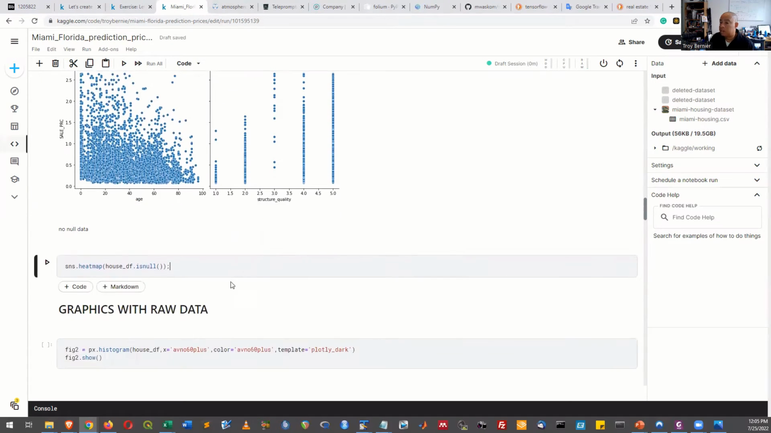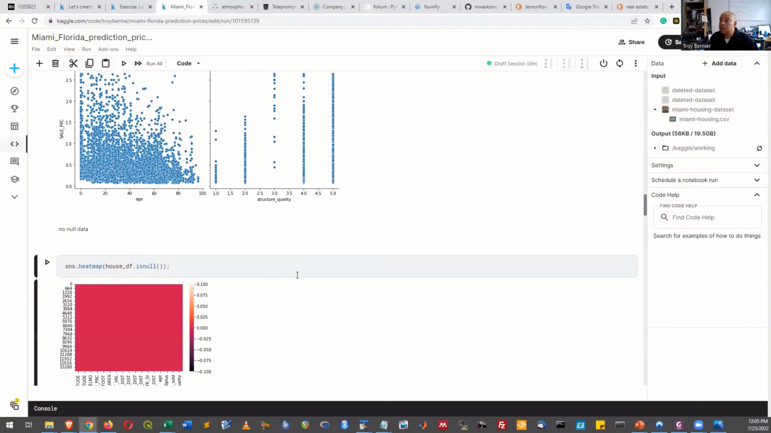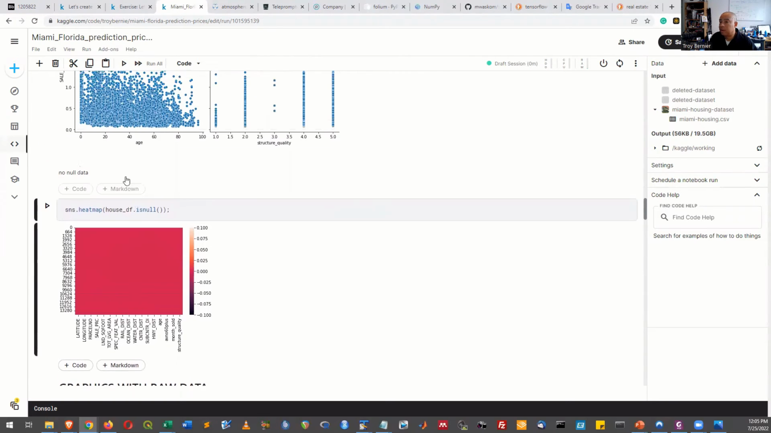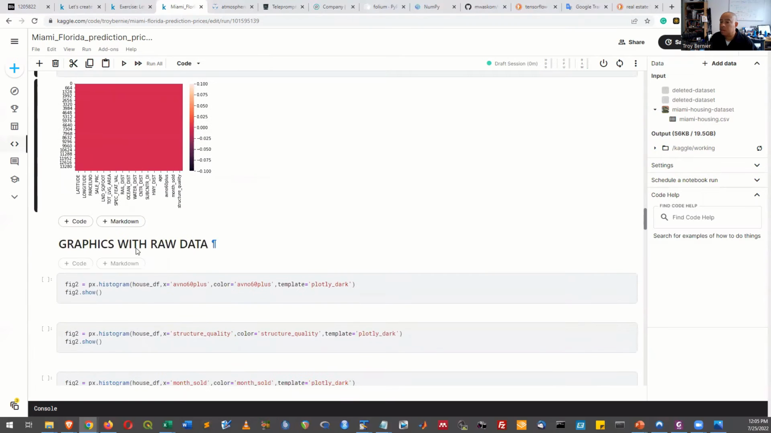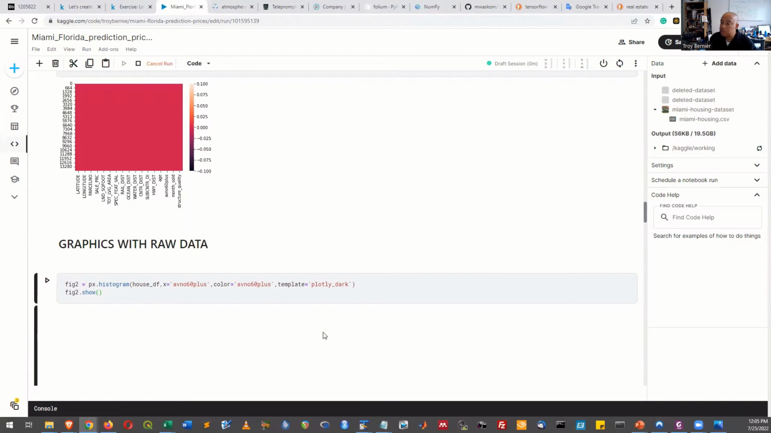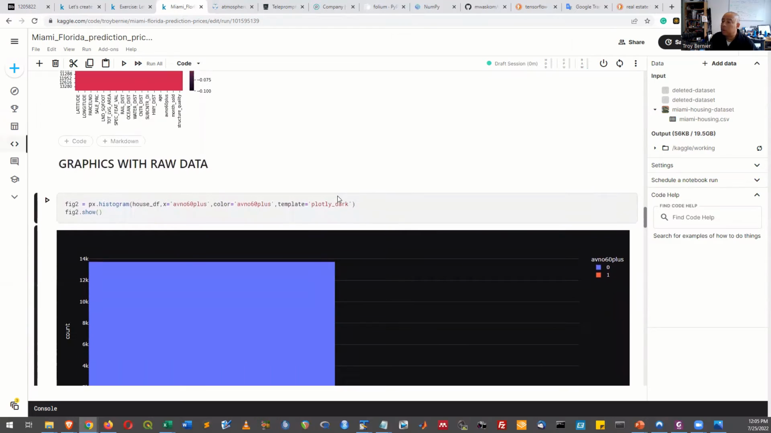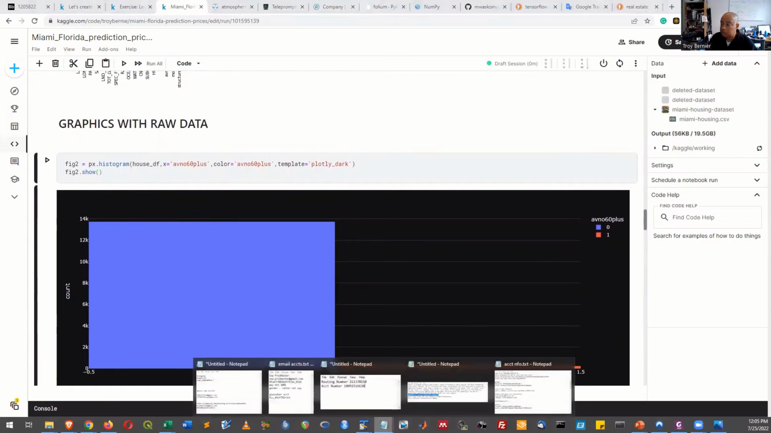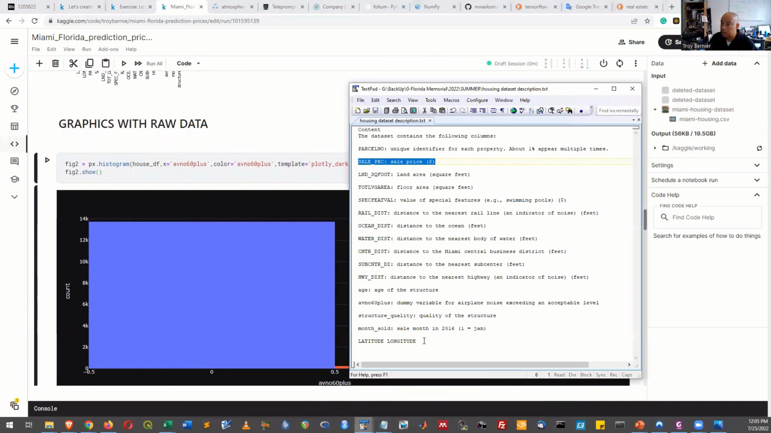Okay, next one. Oh, this is a good one. Showing that we don't have any null data here. It's okay. It's just verifying this. Next one. This here is a histogram showing data explanation.